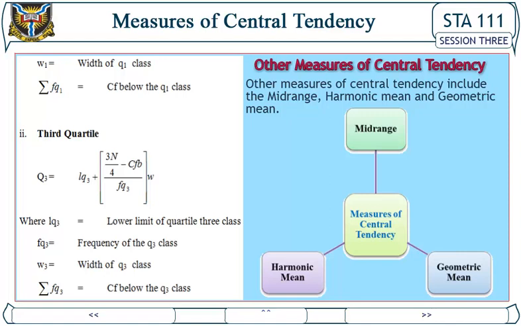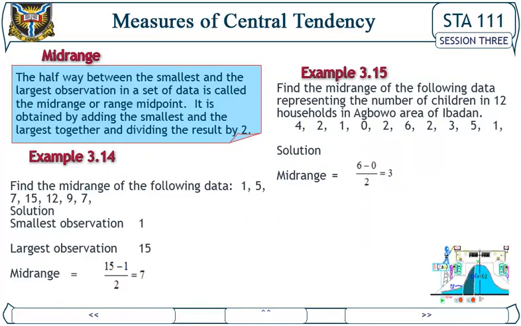Other measures of central tendency. Other measures of central tendency include the mid-range, harmonic mean, and geometric mean. Mid-range. The halfway between the smallest and the largest observation in a set of data is called the mid-range or range midpoint. It is obtained by adding the smallest and the largest together and dividing the result by 2. Example 3.14. Find the mid-range of the following data.